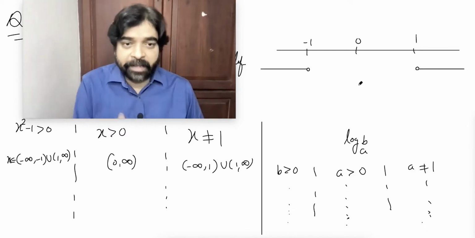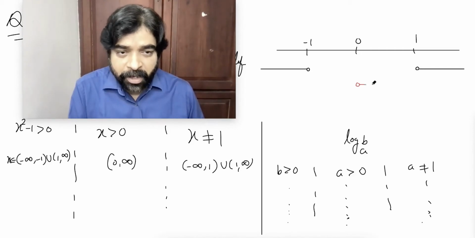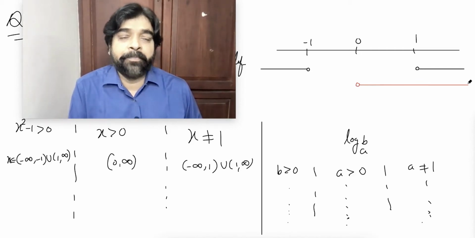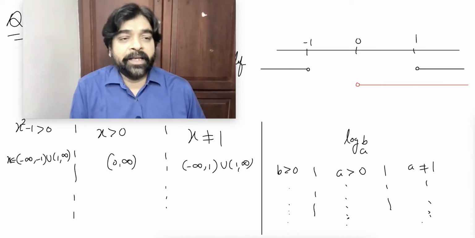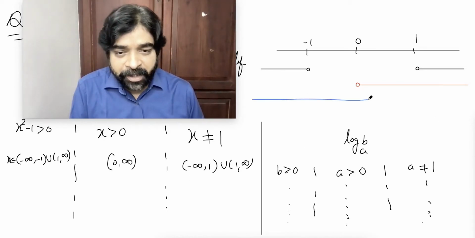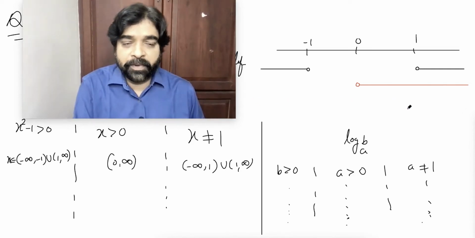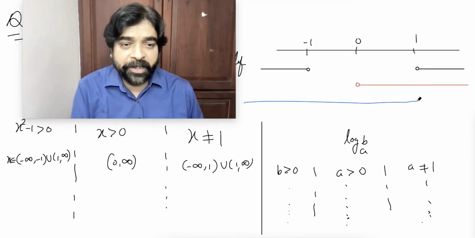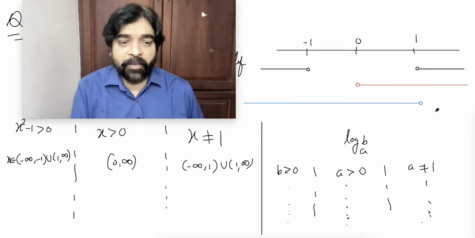Now this is saying a line is starting from 0. Go to the next line. Starting from 0 and going up to infinity. What is this saying? This says a line coming from minus infinity till 1. At 1 it's broken. And then again continues till infinity.